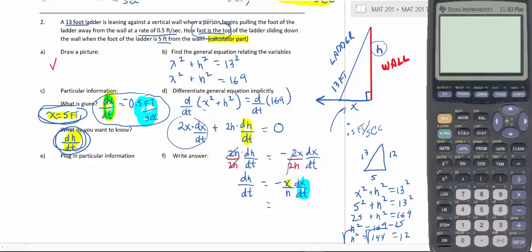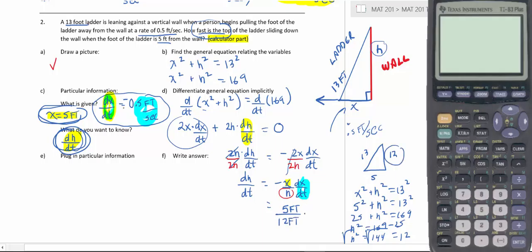So this thing right here is also going to be given. Now we plug everything in to get our answer. So x was given as 5 in the problem. I'm going to put my units in there, 5 feet. H, we figured out to be 12 feet.